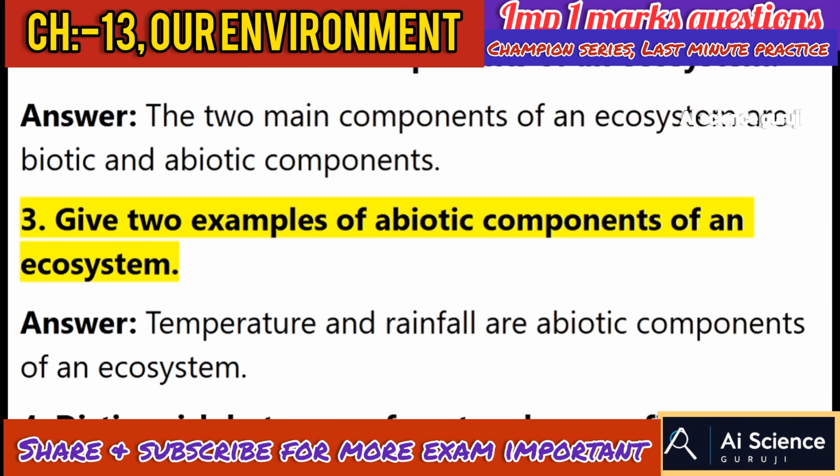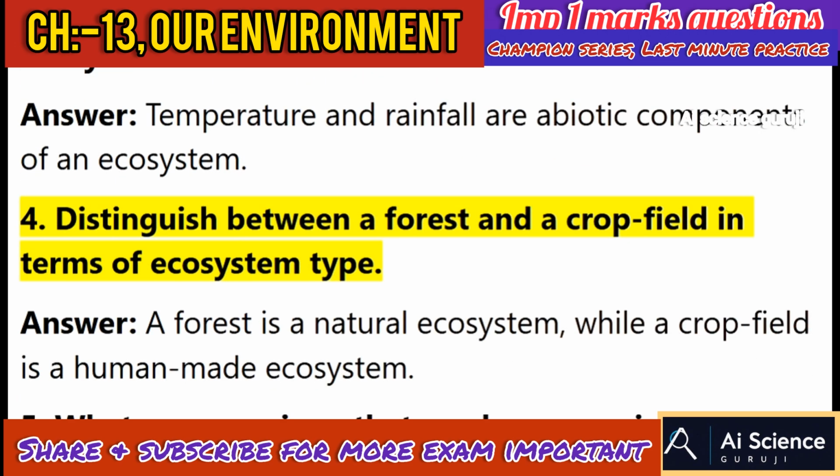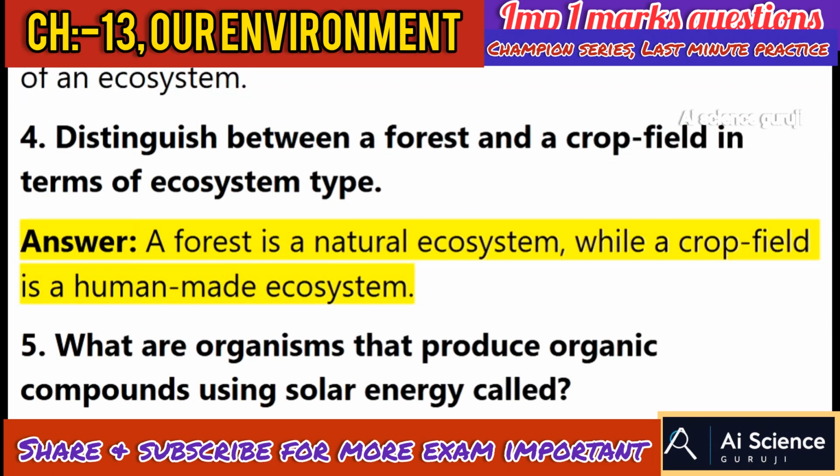3. Give two examples of abiotic components of an ecosystem. Answer. Temperature and rainfall are abiotic components of an ecosystem. 4. Distinguish between a forest and a crop field in terms of ecosystem type. Answer. A forest is a natural ecosystem, while a crop field is a human-made ecosystem.